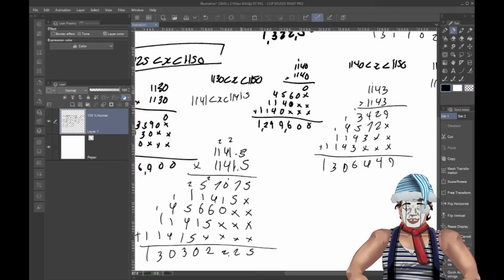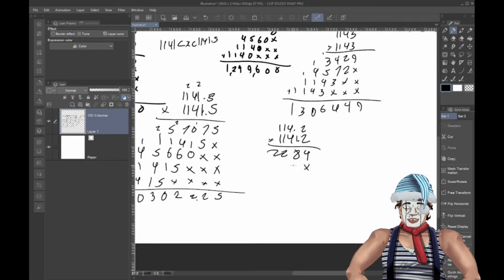This is the number 1. Wait a minute. I'm missing something. That's not enough digits. That's 4. That's 8. Oh, here it is. I'm missing number 1. That's 4. That's 2. 8, 2, 2. That's 2, 1, 4, 1, 1. That's 8. That's 4. That's 16. That's 5 and 4.